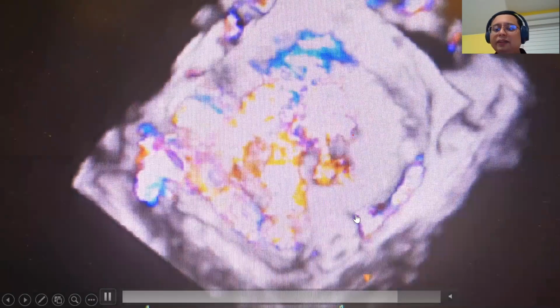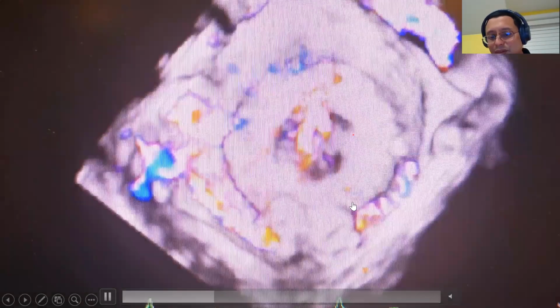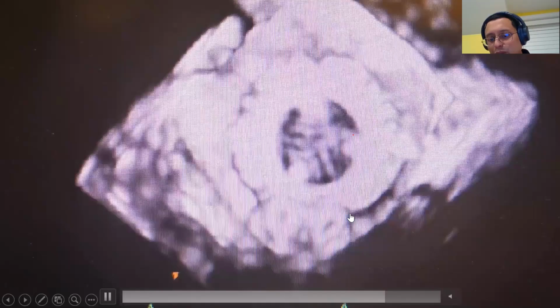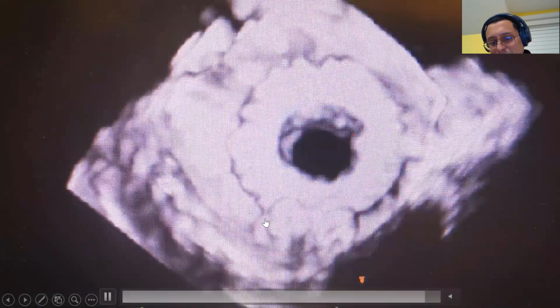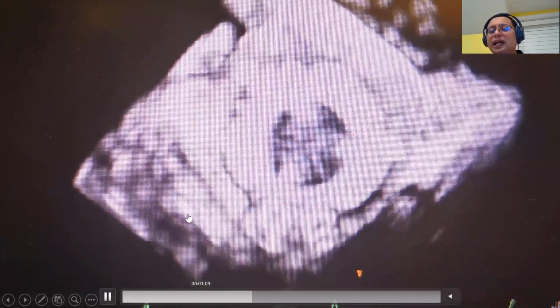Remember, an Amplatzer device is actually just a circle. It's just one circle, but here it looks like an 8. You can see a circle at the top and a circle at the bottom. The circle at the bottom is not a real circle. That is just an artifact.